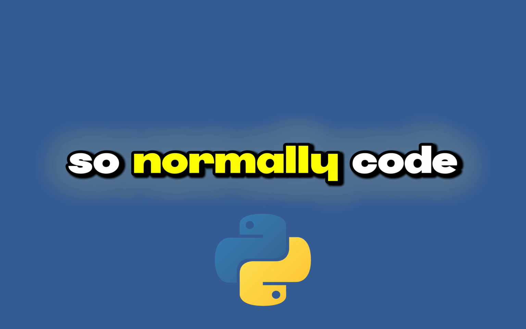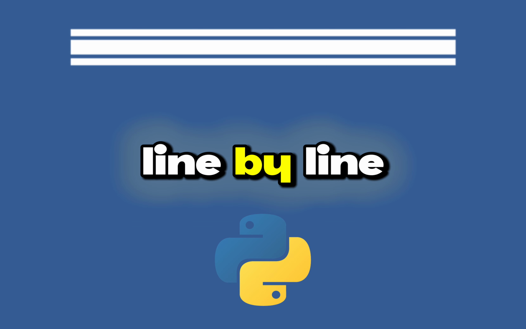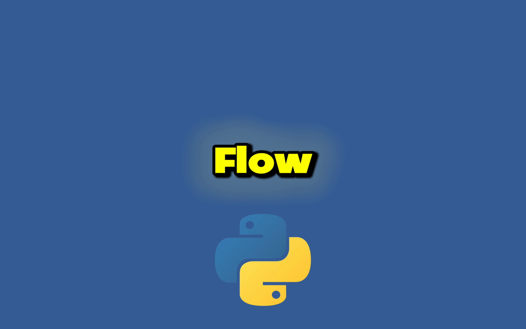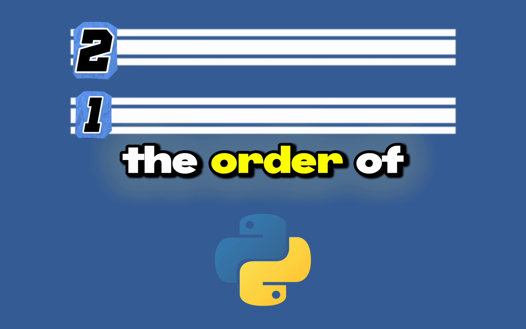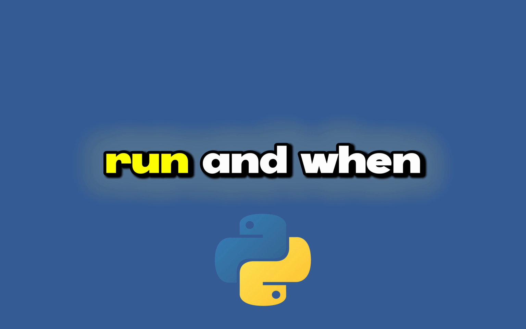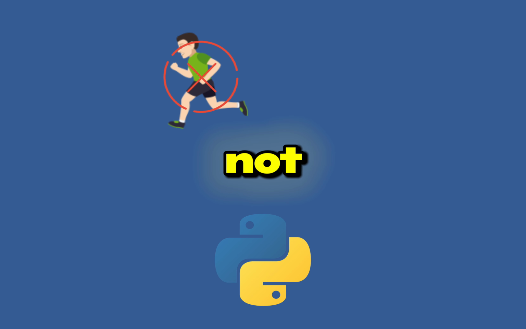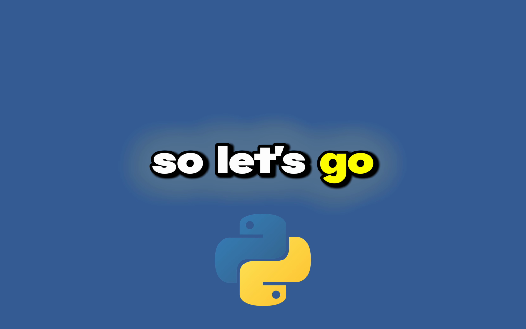So normally, code runs from top to bottom, right? Line by line. But with control flow, you can control the order of what lines run and when. You can even control whether they actually run or not. So let's go ahead and look at an example here.